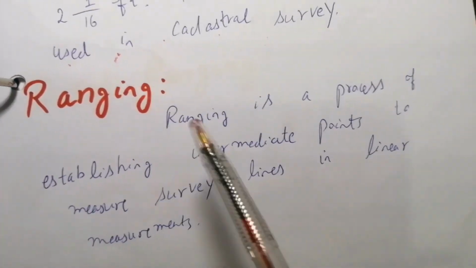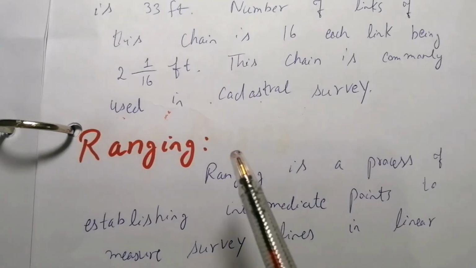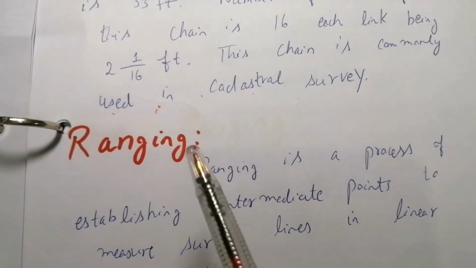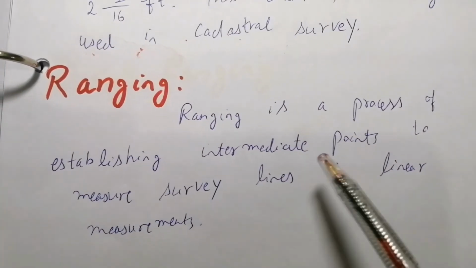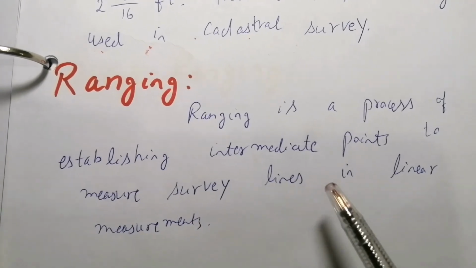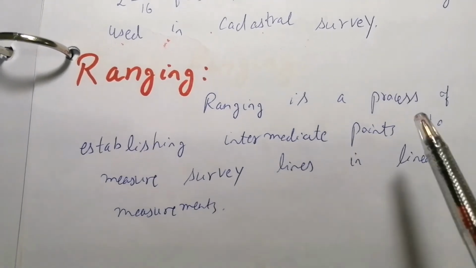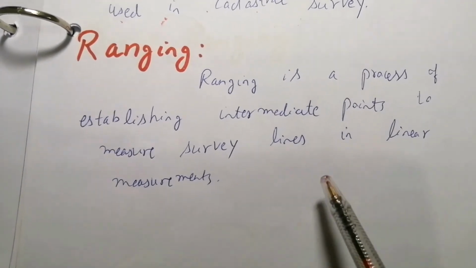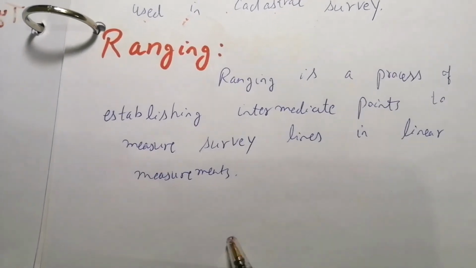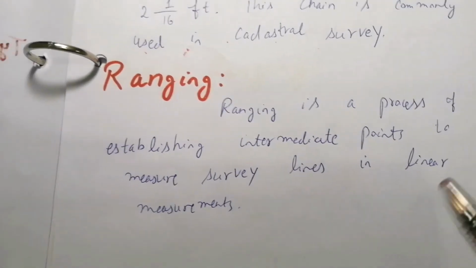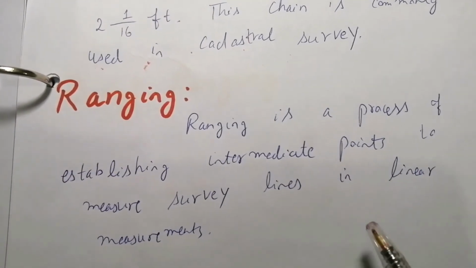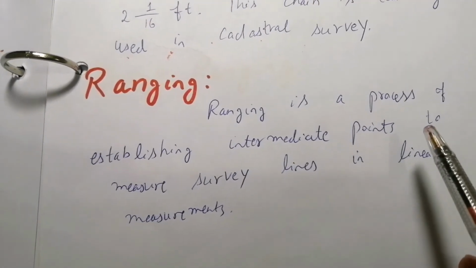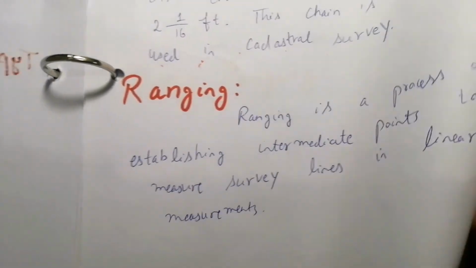So ranging, what is ranging? Up till now we have learnt what chaining is and the different types of chain. Now we will study what ranging is. Ranging is a process of establishing intermediate points to measure survey lines in linear measurements. So what is linear measurement? When we measure in x, y or z direction, this is called linear measurement. What we are going to study here is how to establish the intermediate points. So what is that? I will explain.